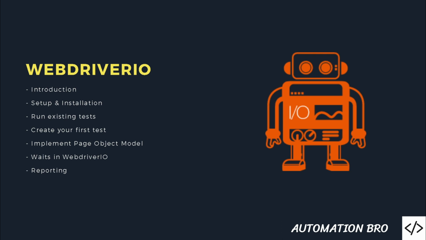Then we will talk about how waits work in WebDriver IO, and then write a test that will use one of the wait commands. And finally, we are going to generate Allure reports to see our test results. I hope you guys are excited to learn WebDriver IO, so let's get started and talk about what is WebDriver IO.